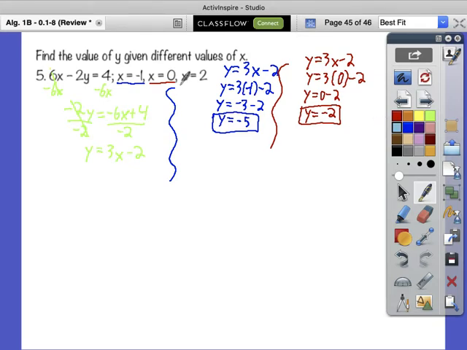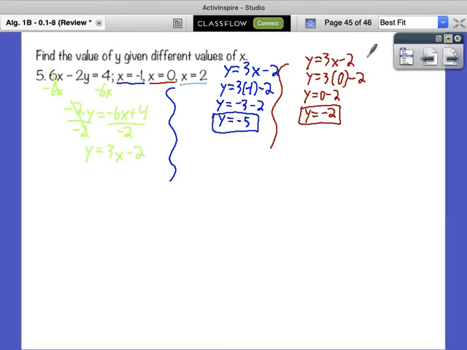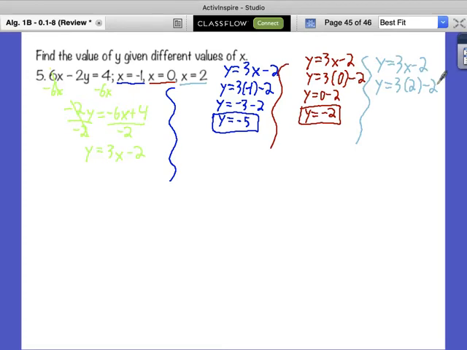Now we're going to try x equals 2. We're going to plug in our last one when x is 2, because we're asked to find y for each of these different values of x. So instead of y equals 3x minus 2, it's y equals 3 times 2 minus 2. We did x equals negative 1 in the dark blue, x equals 0 in the red, and now we're doing x equals 2 in the light blue.